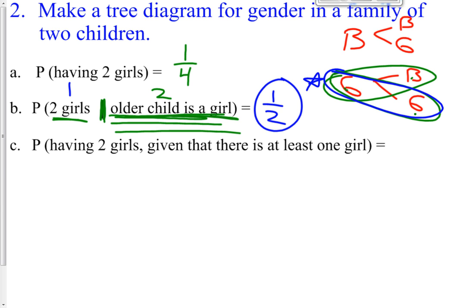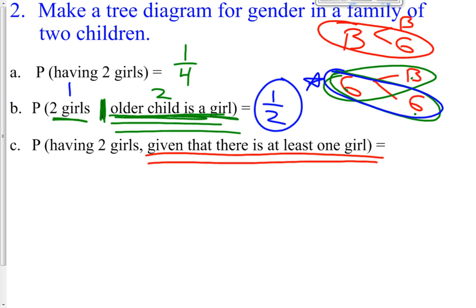Okay, now for letter C. What's the probability of having two girls given that there is at least one girl? Once again, I'm going to start with this first, and this is going to be my denominator. That's my total outcomes, given that there is at least one girl. Well, here there's at least one girl, here there's at least one girl, and here there's at least one girl. There's three outcomes where there is at least one girl. Now what's the probability that both of them are girls? Out of those three, there is one outcome that's girl-girl.